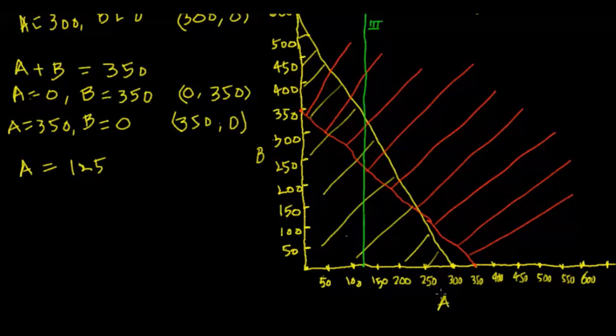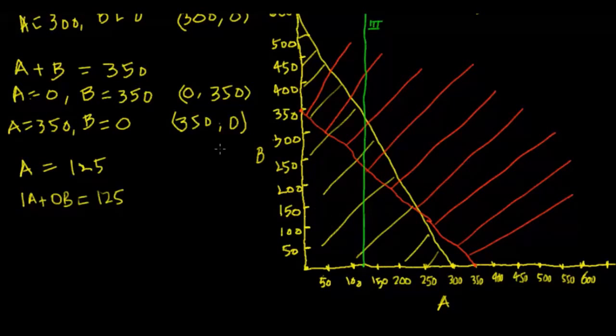Now, for any point of a, for any value of b, whether it is 50, 100, 150, 200, a would always be 125. Actually, this constraint can be written as 1a plus 0b is equal to 125, which means that if you put 0, 50, 100, 150 in place of b, a would always be 125, because of which we get a line parallel to the y-axis like this.